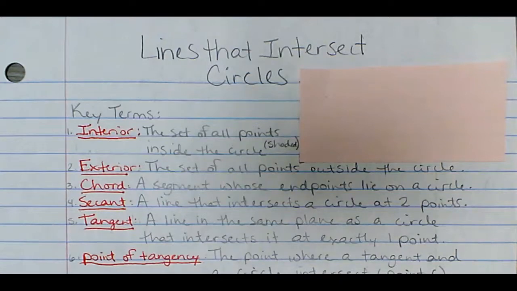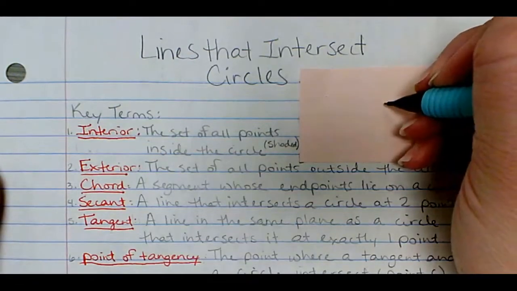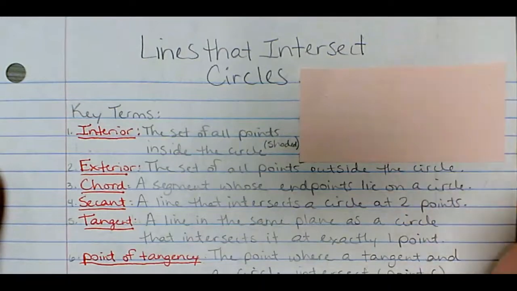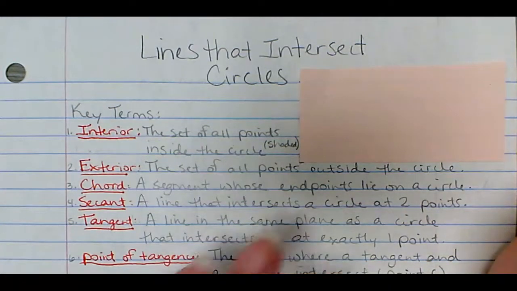So our lines that intersect circles notes are all about just that. They're about different kinds of lines that can intersect circles. Before we discuss some of our key terms, which is what most of our notes are, this set of notes is very much about vocabulary and what that looks like in a diagram. So before we start, I want you to draw a picture up in this top right corner. I want you to draw a circle as best as you can.